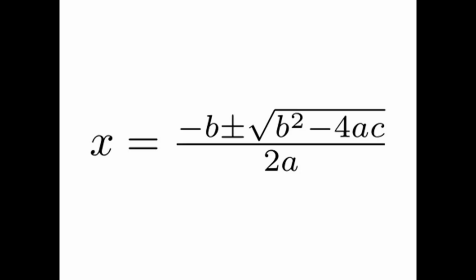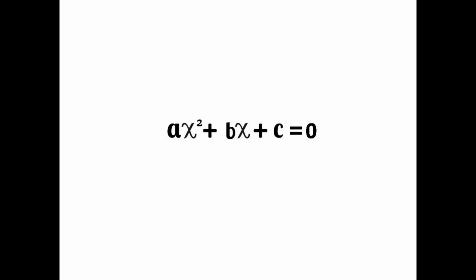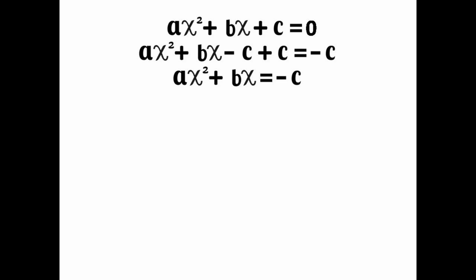The first thing we're going to do is to write out the standard quadratic equation: ax squared plus bx plus c equals 0. Then we subtract c from both sides. Then the new equation will be ax squared plus bx equals minus c, because plus c minus c cancel each other out.